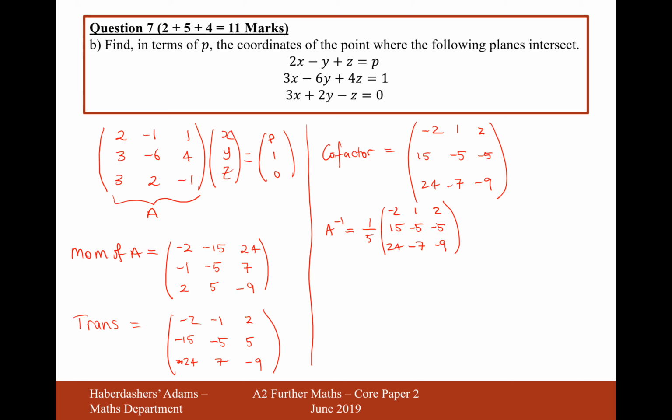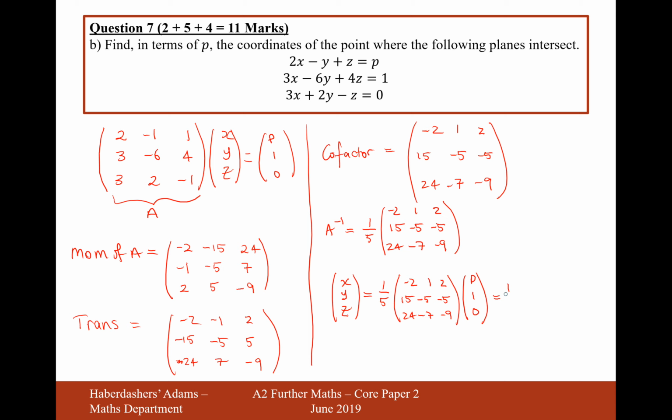So now, to find, in terms of the constant p, where the planes intersect, we apply the inverse matrix to the other side. So therefore, now that we've found the inverse, it's going to be x, y, z. This will be the coordinate of the planes intersecting, equals 1 over 5, minus 2, 1, 2, 15, minus 5, minus 5, 24, minus 7, minus 9, times p, 1, 0.